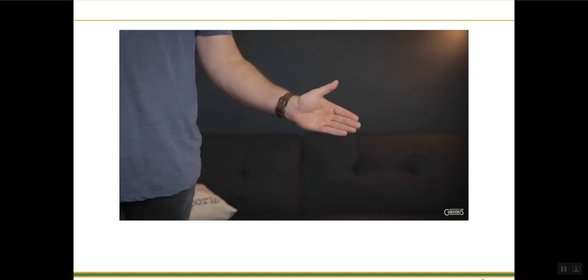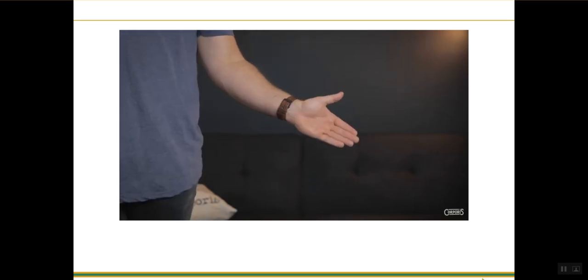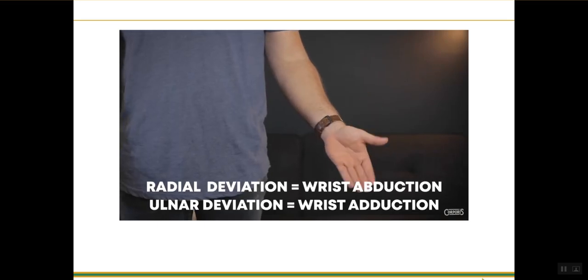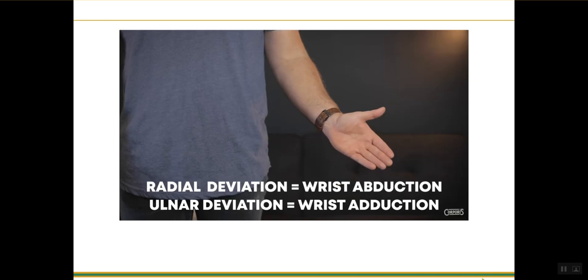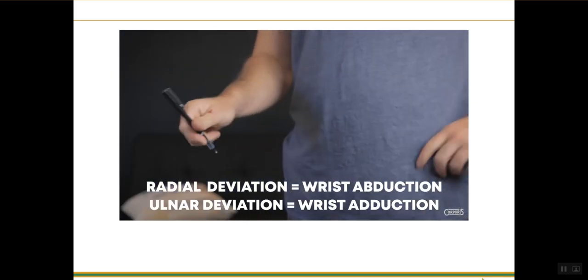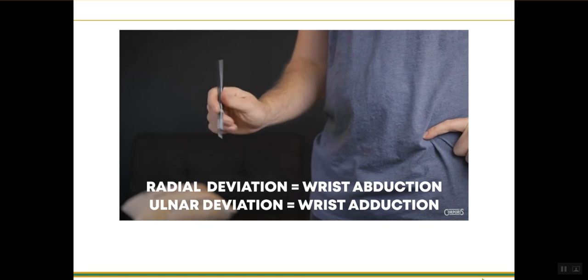One little note though, some clinicians will call this motion wrist abduction or adduction, but some will say radial deviation, meaning the hand is moving towards the radius, or ulnar deviation towards the ulna. They're the exact same thing, but since the hand and wrist are so often not in anatomic position, they're easier to remember this way. Next up is bending and straightening.